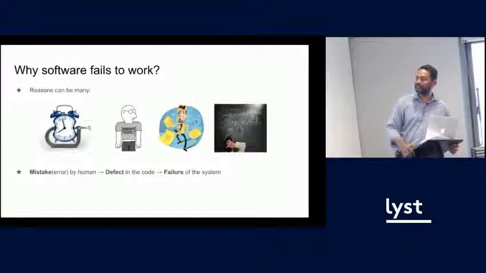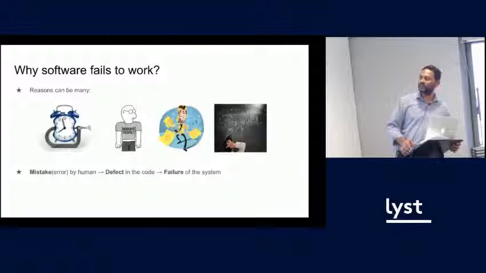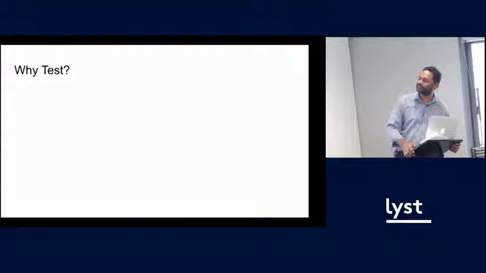Not all defects in the code would result in the failure of a system, because a system would expect an input, and if you put an input, there would be an output. So if you put a specific input, it might cause a failure, but if you put another input, the system may not fail. So it depends upon the type of input and the output. So mistakes made by humans cause defects in the code, and that causes the failure in the system.